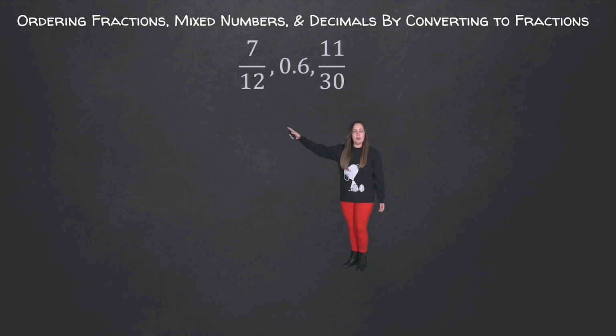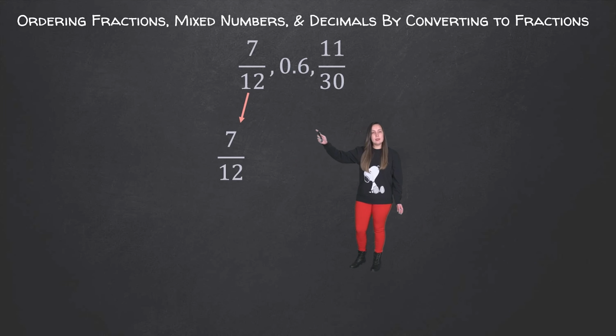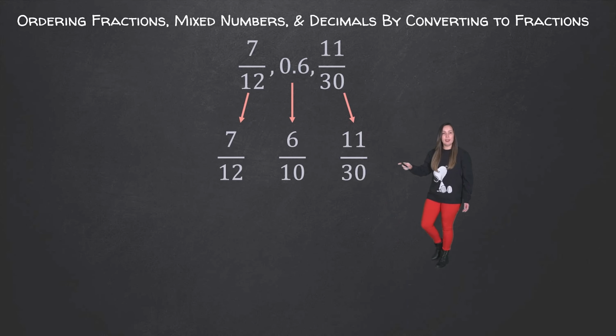So 7 over 12 is a fraction, so we're going to just rewrite it. But 6/10 is written as a decimal. But we know that 6 is in the tenths place value, meaning that 6/10 is equivalent to 6 over 10. And then we have 11 over 30, which is already a fraction, so we're going to rewrite it as is, so 11 over 30.